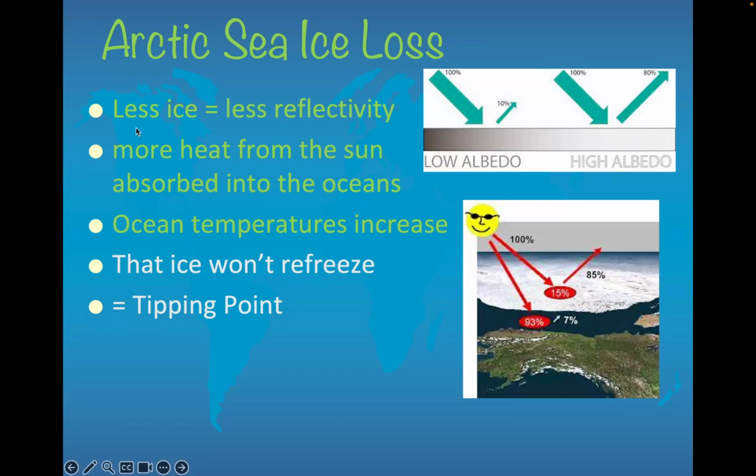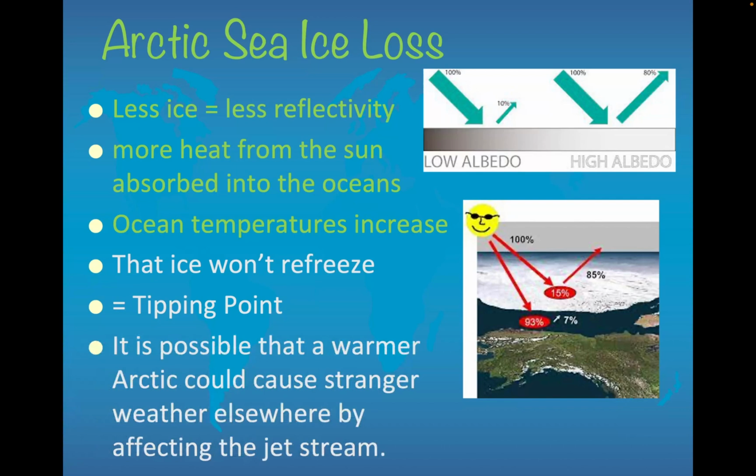So it goes from a feedback loop where there is melting and then freezing, and then some melting and then some freezing. Now the concern is that because global temperatures are rising, there's more ice melting, which means there's less reflectivity, which means the ocean temperatures are increasing. So then that ice isn't going to freeze, which means you're going to get more and more ice loss. That feedback loop eventually turns into a tipping point.